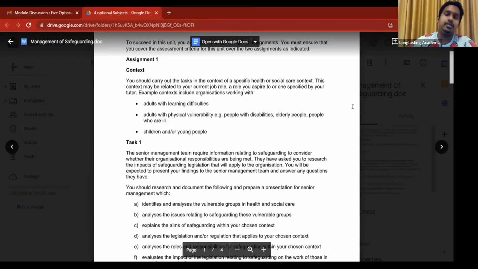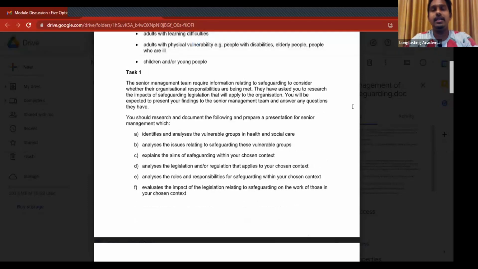So for task one, you can take this as you're a healthcare worker, okay? So you are a healthcare support worker or a healthcare support worker supervisor. Now you have to do only task one as a presentation. The senior management team require information relating to safeguarding to consider whether their organizational responsibilities are being met. They have asked you to present your findings.